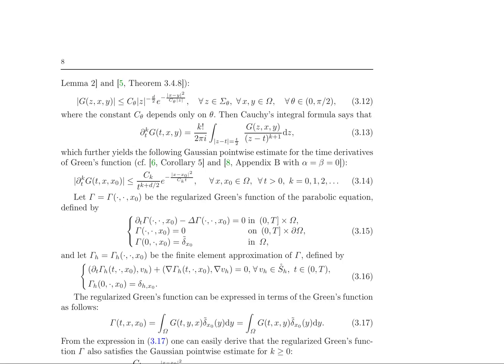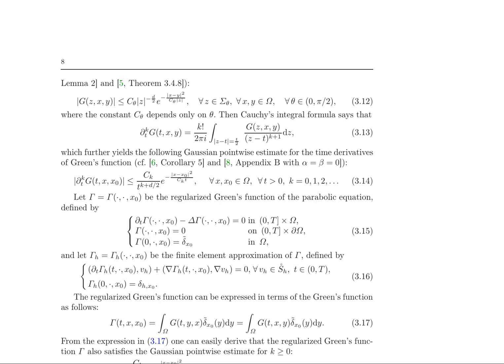The Gaussian pointwise estimate for the time derivatives of Green's function is a crucial tool in establishing the weak maximum principle of semi-discrete finite element methods (FEM). By leveraging Cauchy's integral formula, the authors derive this estimate, which is essential for analyzing the regularized Green's function and its finite element approximation.